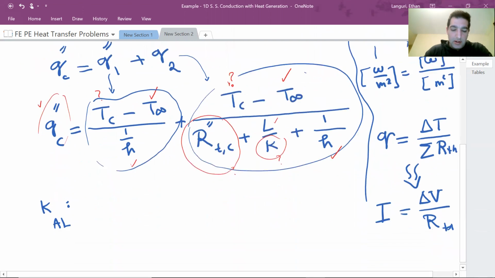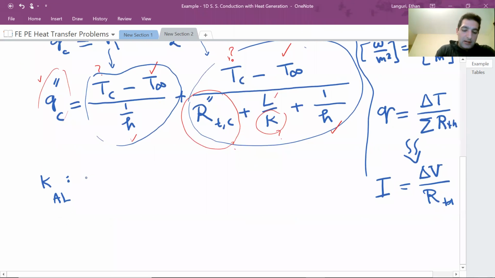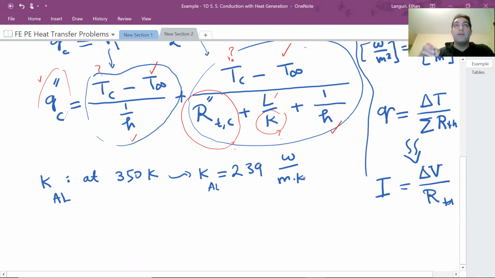So let's go ahead, say at 350K, the K value for aluminum is 239 watt per meter Kelvin. Again, we don't have a certain temperature, that's why we are saying at roughly 350K.